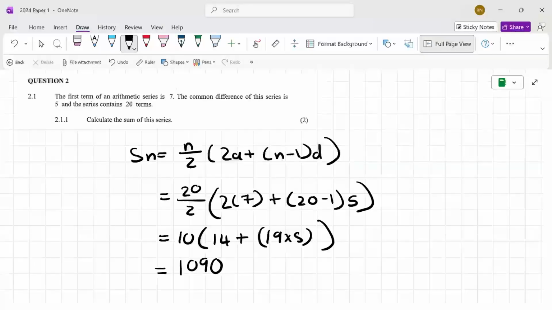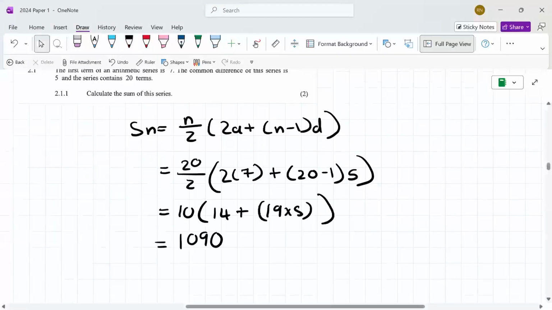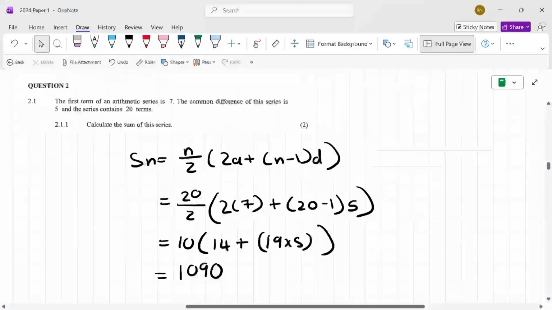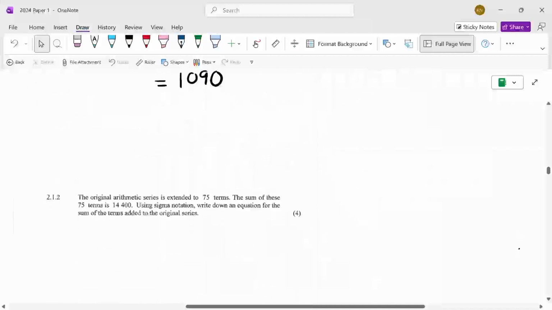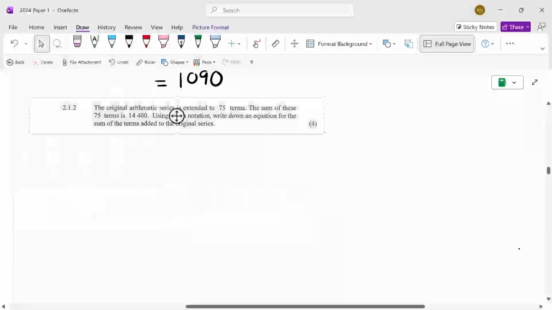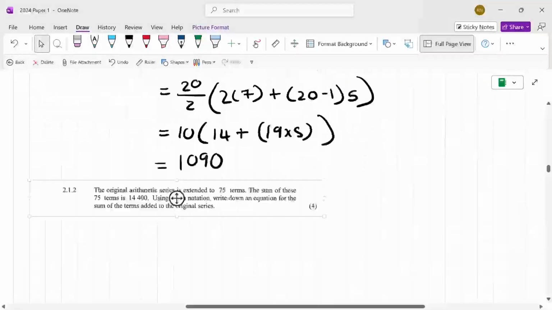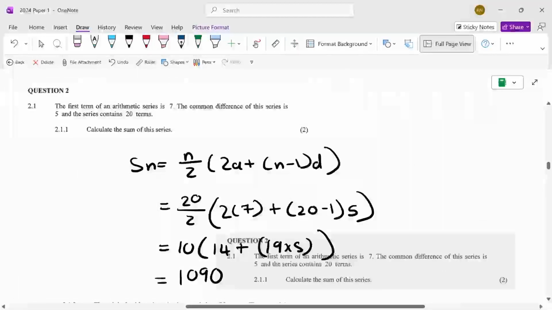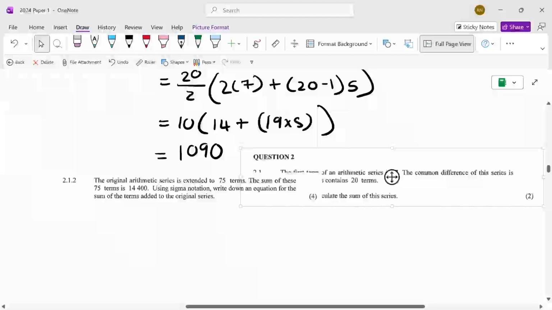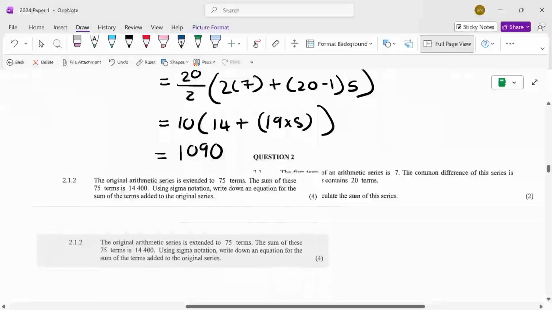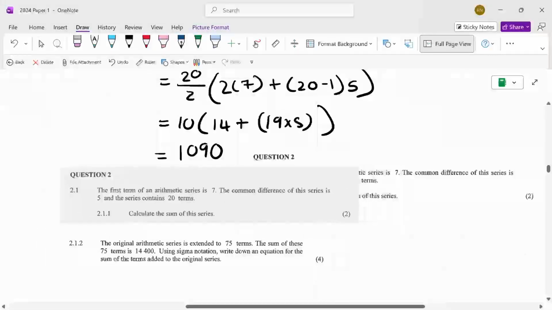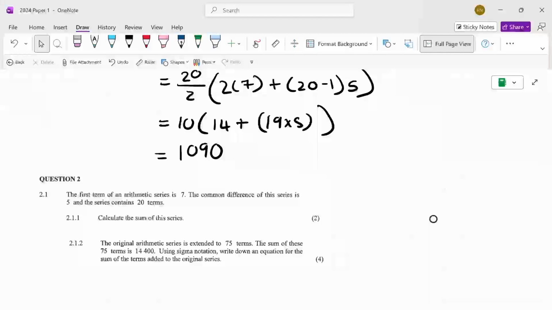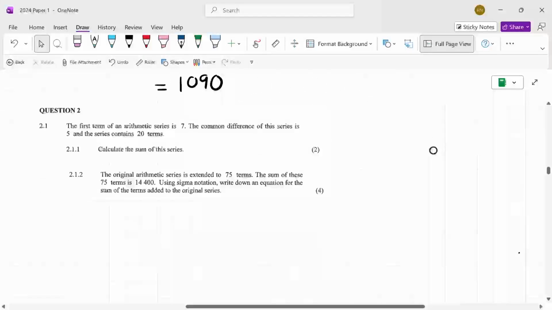Okay. Then we are asked, okay, let me just move this a little bit further up and move that question a little bit down so that you can see it as well. So then you're asked, the first term, okay, sorry.